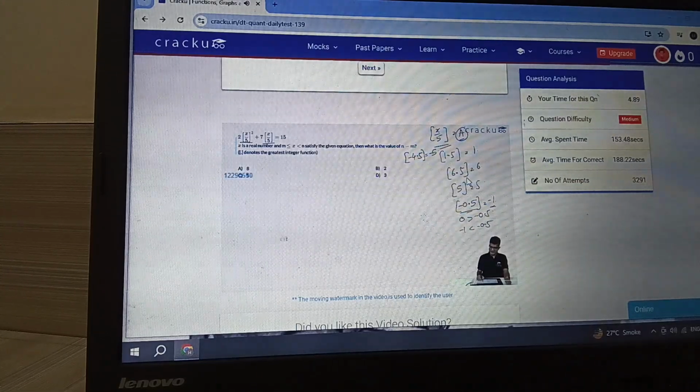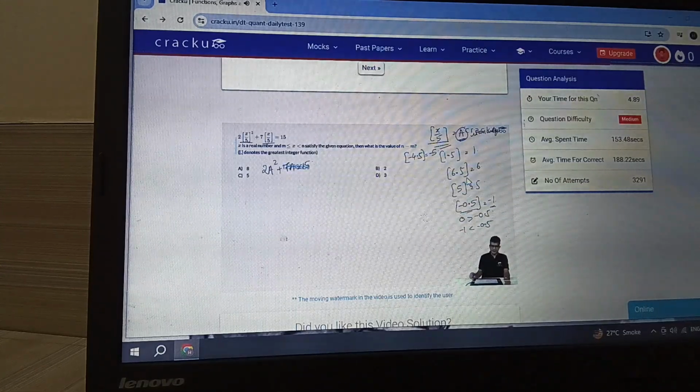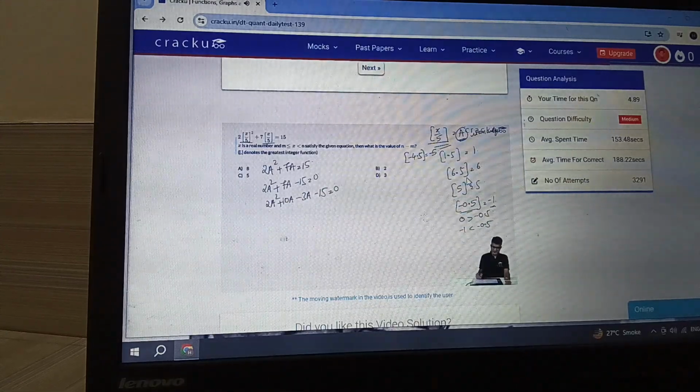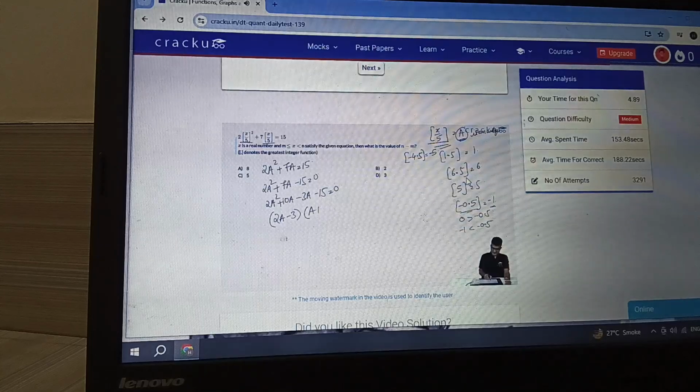Now, if you are assuming that the integral part of x by 5 is equal to a variable a, you want a to be an integer. And if you are substituting that in the given equation, 2a square plus 7a is equal to 15, or 2a square plus 7a minus 15 is equal to 0. You can factorize this as 2a square plus 10a minus 3a minus 15 is equal to 0. This would imply that (2a minus 3) into (a plus 5) is equal to 0. So the value of a is either equal to 3 by 2 or it is equal to minus 5.